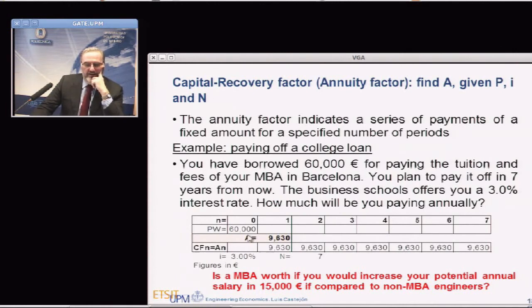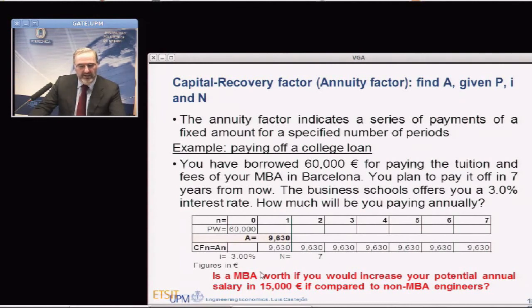So you know the present value of the loan, 60,000 euros, and you know the interest rate of the bank, and you know the number of years you are committing to restore the initial amount. And then the periodic payment will be calculated with the capital recovery factor, and this is 9,630 euros.